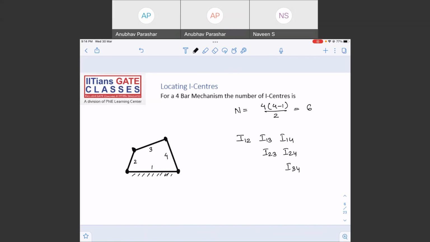If I'm saying I23, what exactly does 23 mean? I23 is the point about which both link 2 and link 3 seem to be rotating. Similarly, what is I24? The point about which both link 2 and link 4 seem to be rotating at this instant. Definitely it can change, but at this instant.